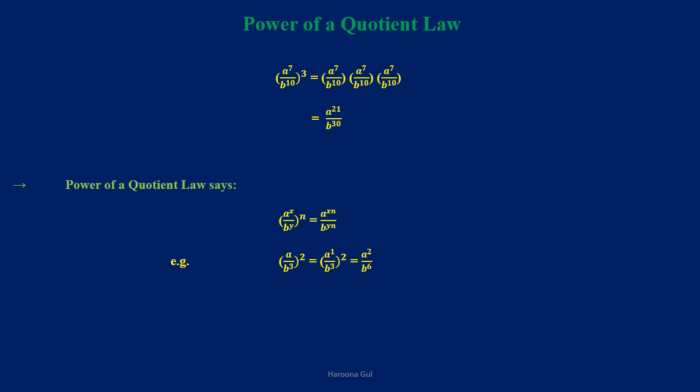So what happens is that the power of a quotient law says that a raised to the power x over b raised to the power y whole raised to the power n is equal to a raised to the power x into n over b raised to the power y into n. Now if we have a divided by b cubed the whole raised to the power 2, we can simplify it by multiplying the powers with the exponents, right? And we get a squared over b to the 6.